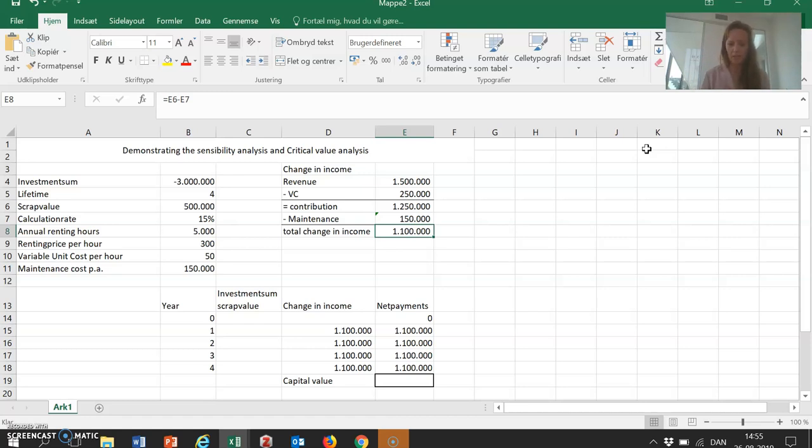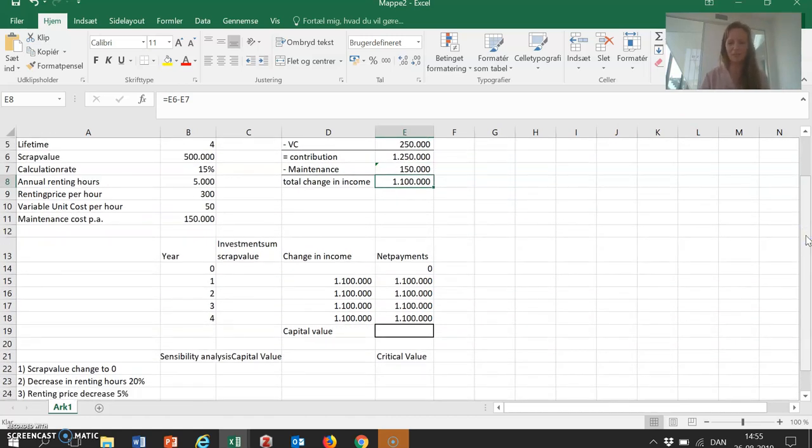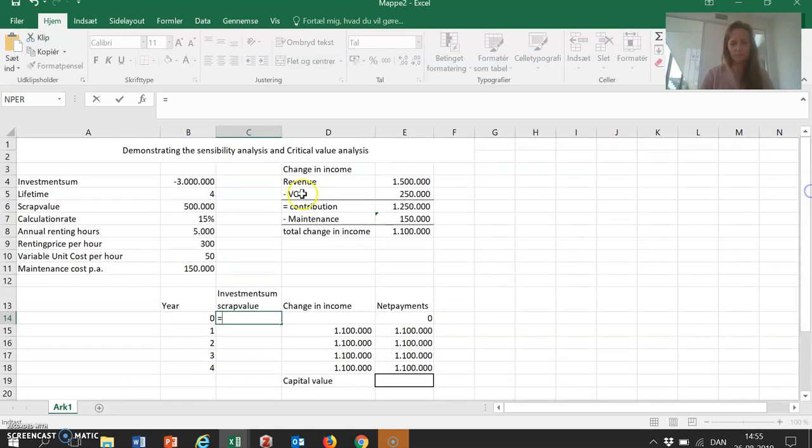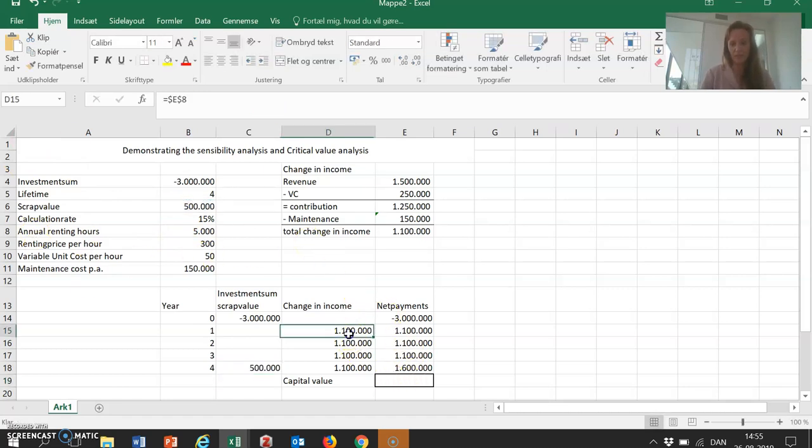So we set up, like you're used to and have done many times now, our investment profile here in this table. Start by picking up the investment sum in year 0, and in year 4, the scrap value. Remember, go get the numbers from your data area over here and not write the numbers. And here you will get the numbers from the total change in income over here.